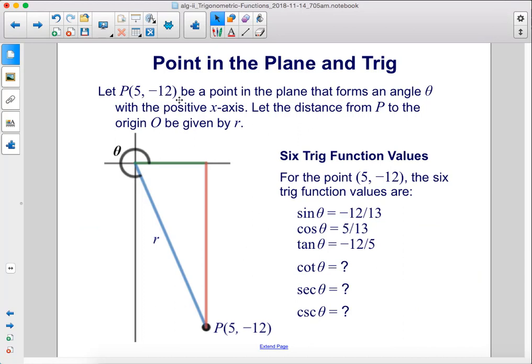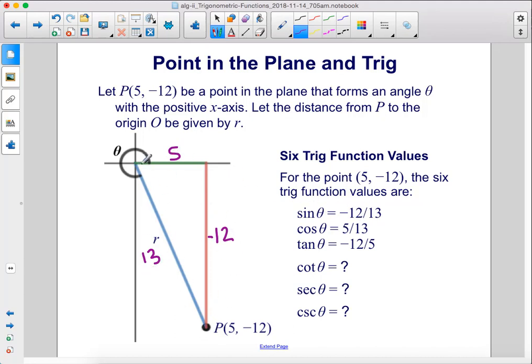Let P, 5, -12 be a point in the plane that forms an angle theta with the positive x-axis. Let the distance from P to the origin O be given by r. Alright, so we have our point way down here at 5, -12. So the x value here is 5, and the y value here is -12, but this length is 12. And we have the r value of 13, since this is a 5, 12, 13 special right triangle.